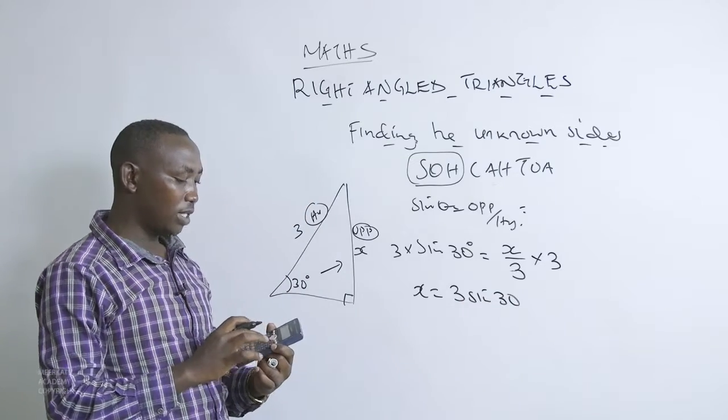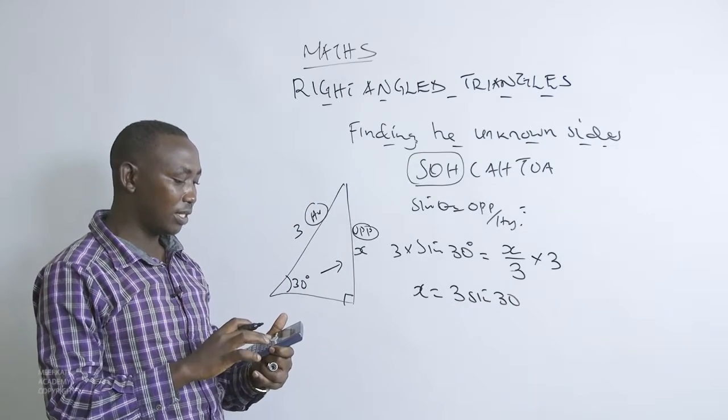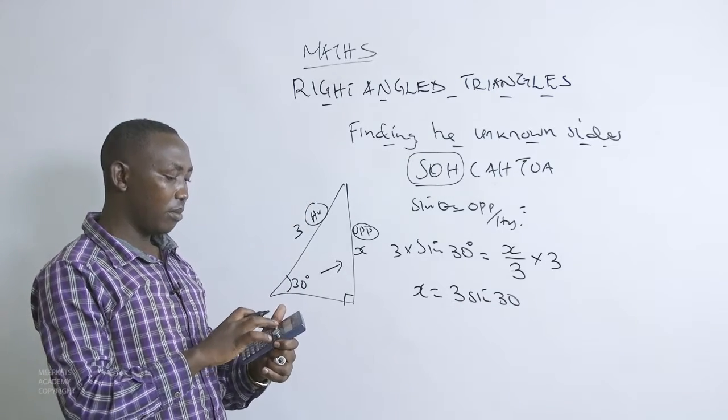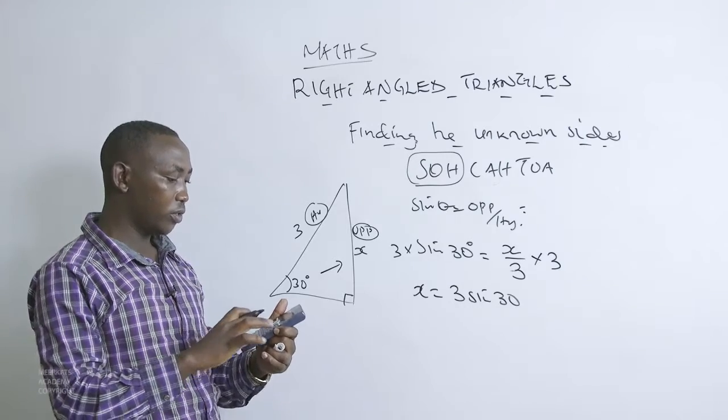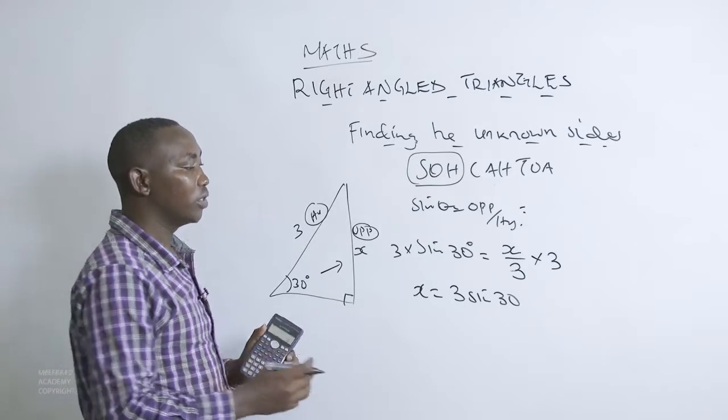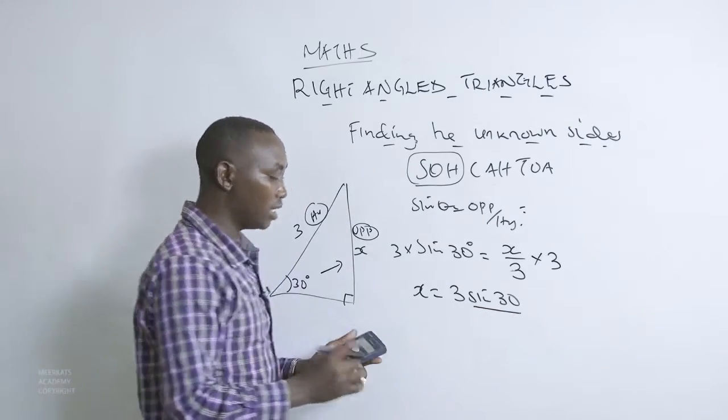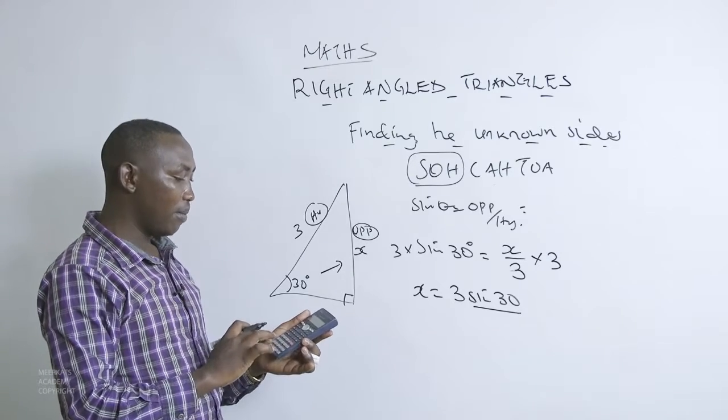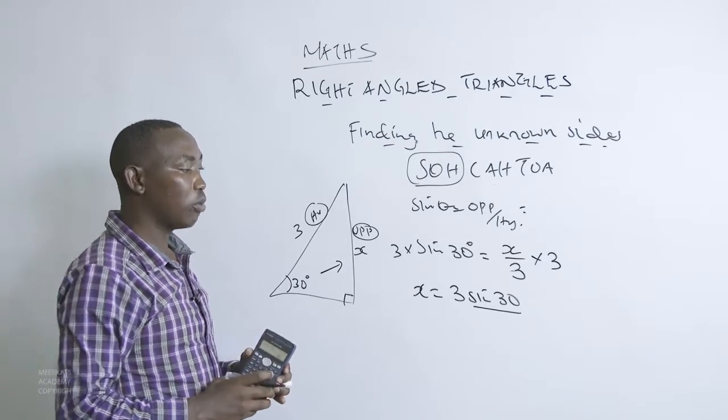Now we had said that you should always ensure that your calculator is in degree mode before you use it in finding angles. So you press the sine of 30 on your calculator, and it will give you 0.5.